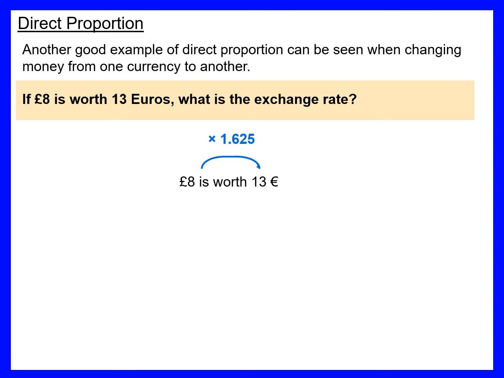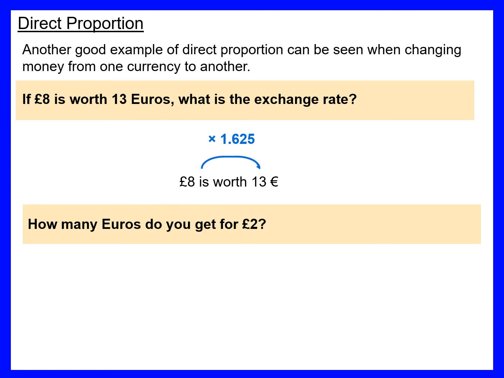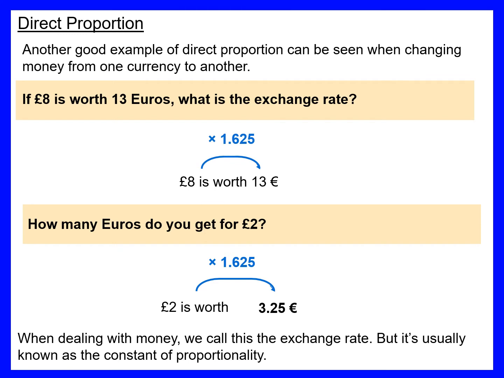Now, once we know that exchange rate, we can use it to convert any amount of pounds into euros. So how many euros would we get for £2? If we have £2 and we multiply it by 1.625, our exchange rate, then we would get 3.25 euros. So when we're talking about money, we call that multiplier an exchange rate, but usually for everything else, we call it the constant of proportionality. Bit of a long word, bit of a mouthful, but we're going to start calling it the constant of proportionality. It's what we're going to multiply one value by to make sure that we're going in the same ratio.